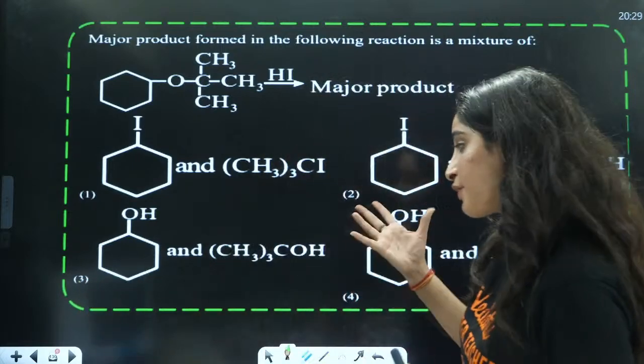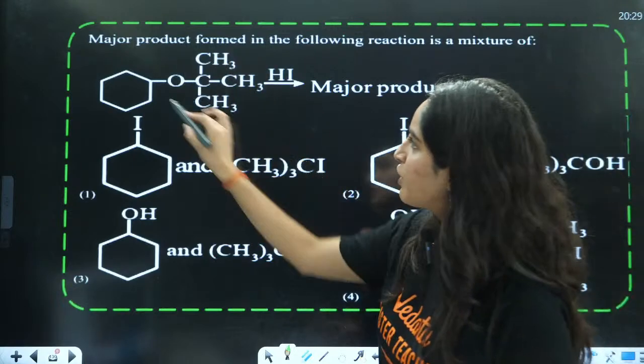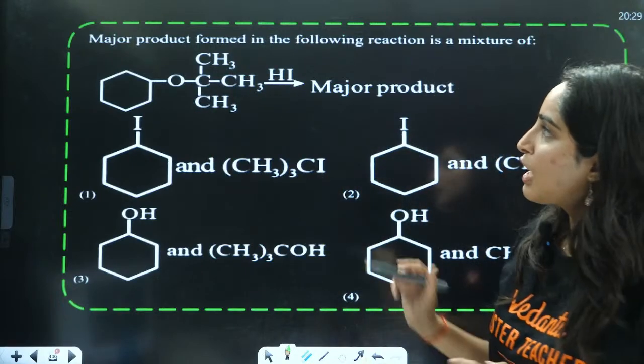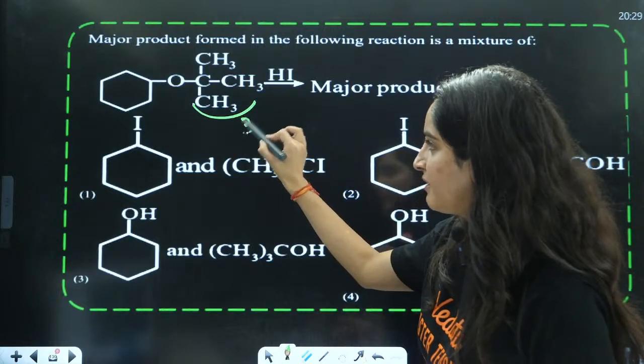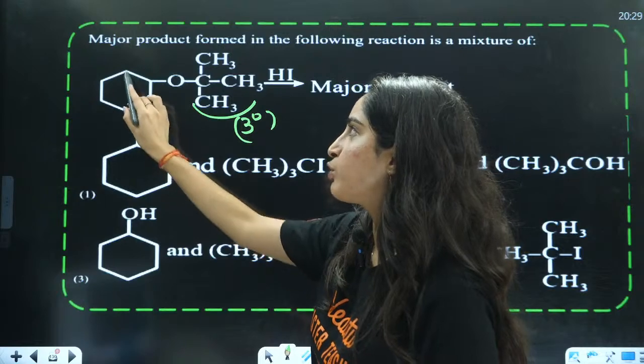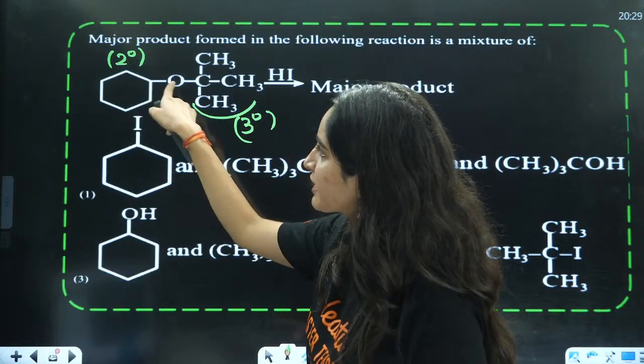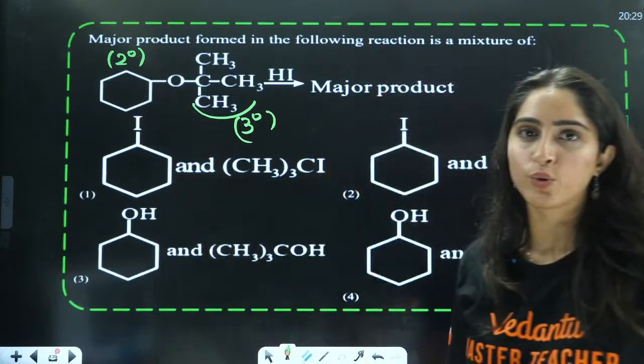So now let us see if you are able to answer this or not. Here you have the reaction of this with HI. One of them is 3 degree, and the other is definitely 2 degree. This carbon which is connected to this oxygen is further connected to 2 carbons.